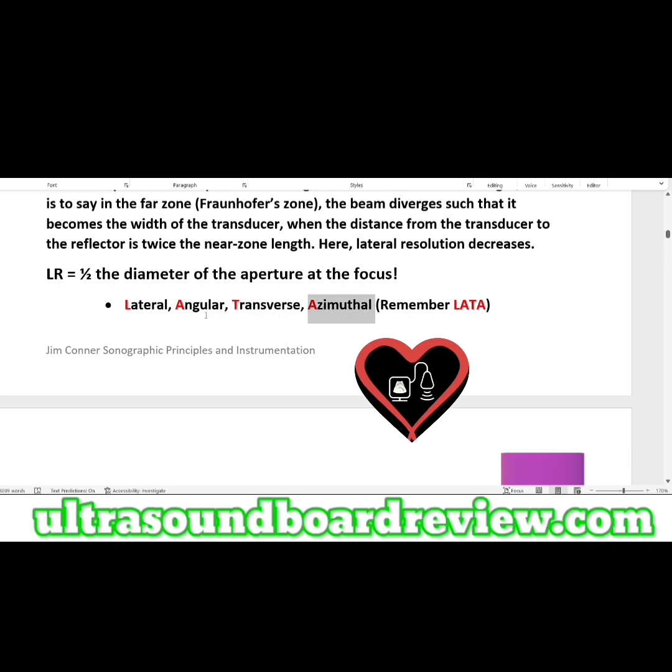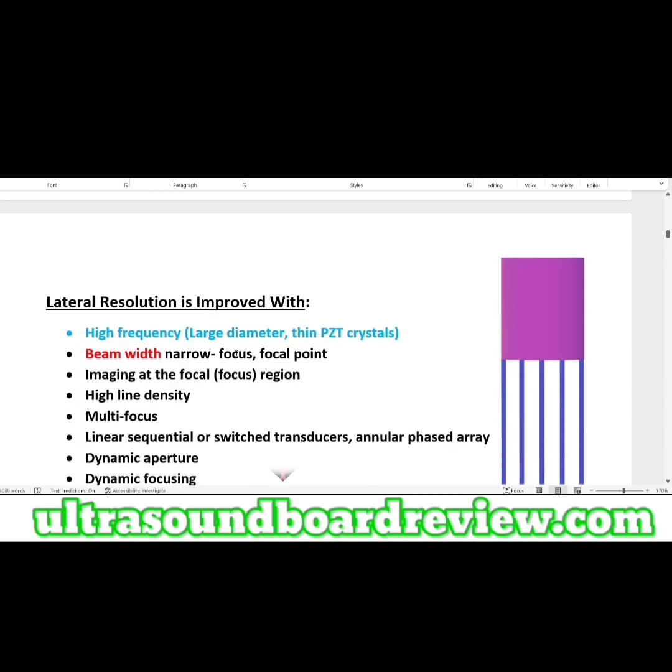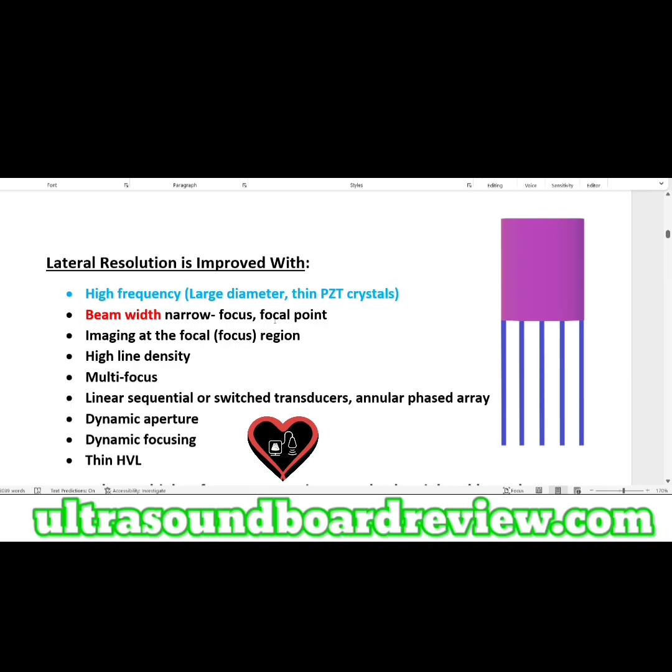All these names here mean the same thing, which is lateral resolution. They could even say, what improves lata resolution? So anytime you hear the word angular, transverse, azimuthal, you need to think lateral resolution. Then you can put together all the things that improve it. So if they ask you, which of the following will improve angular resolution? You're going to think, well, that's lateral resolution. And then you're going to try to think of all the things that improve it.